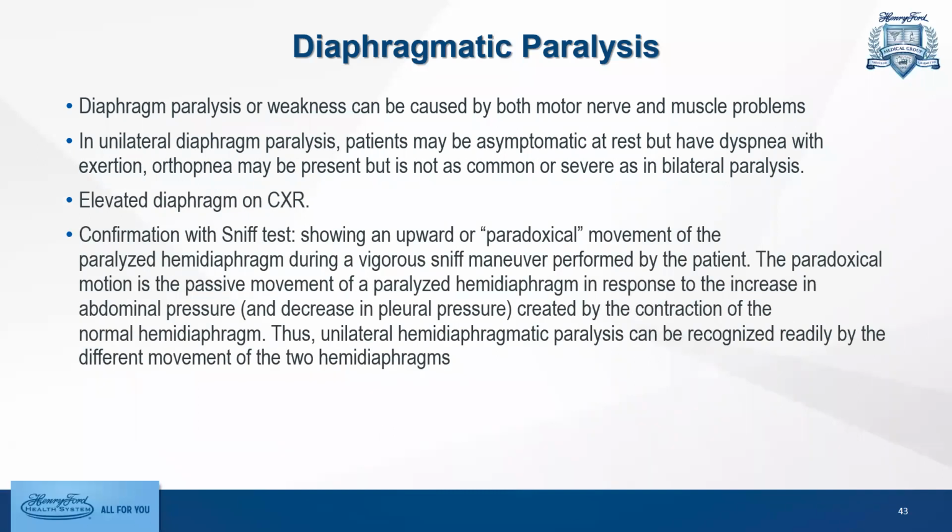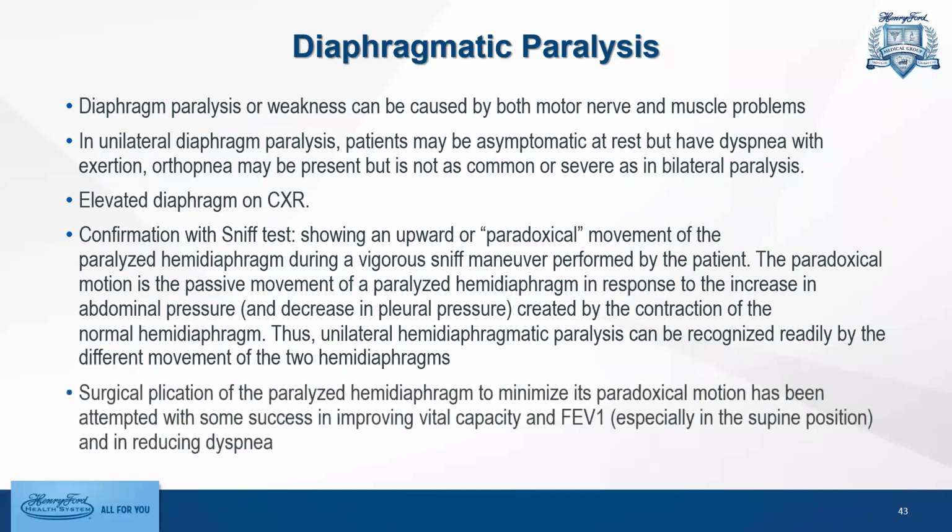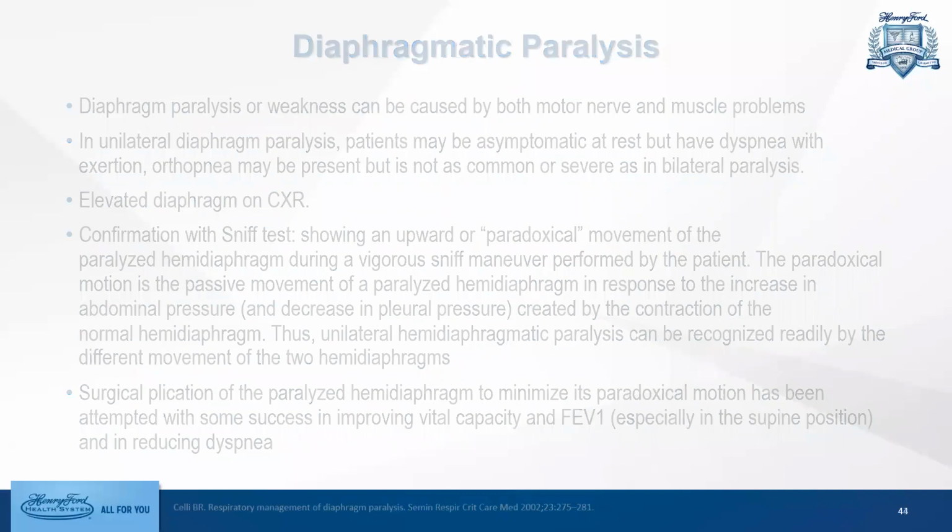You confirm with a sniff test. Pretty much what's going to show is an upward movement of the paralyzed hemidiaphragm whenever you're vigorously sniffing. This paradoxical movement happens because whenever there's increased intra-abdominal pressure, that's going to push up on the paralyzed diaphragm. This is what you're going to see on the sniff test. There's surgical plication if the symptoms are really prohibitive, like if you have problems with vital capacity and FEV1, especially in the supine position, and significant dyspnea.